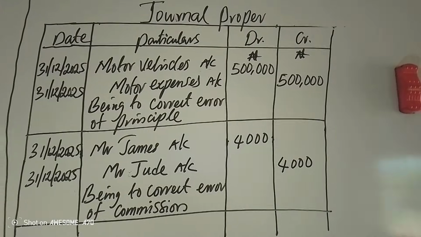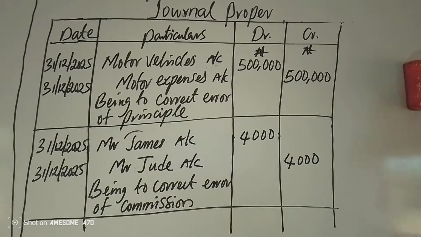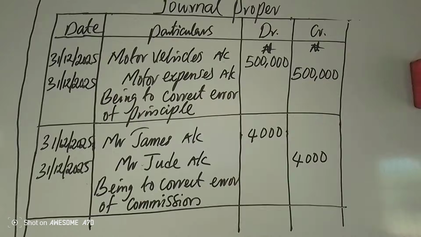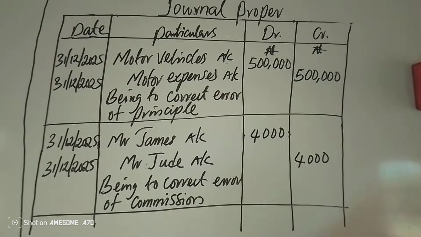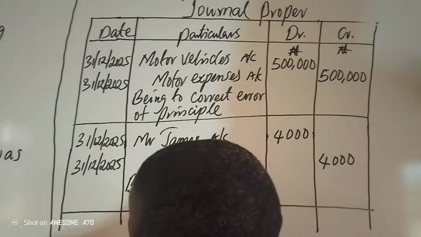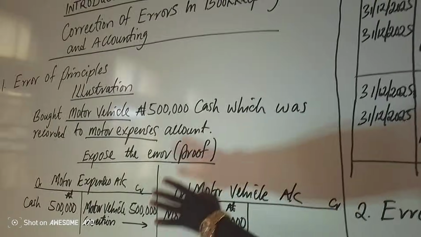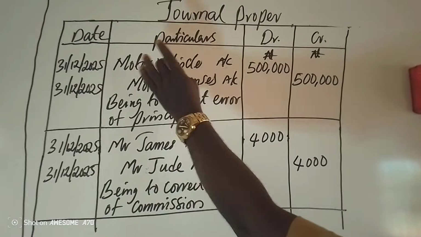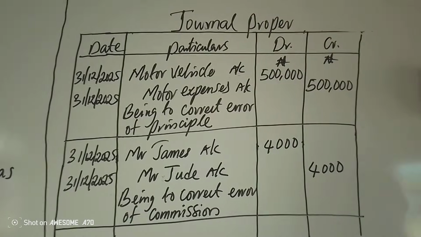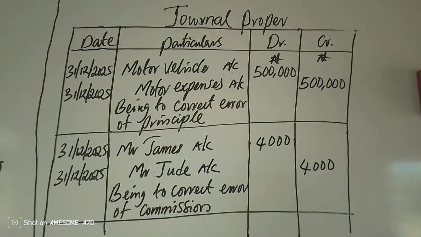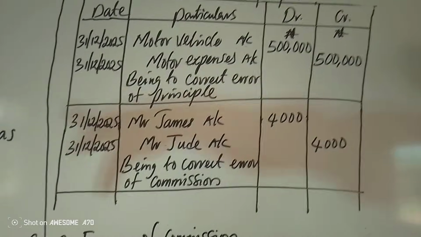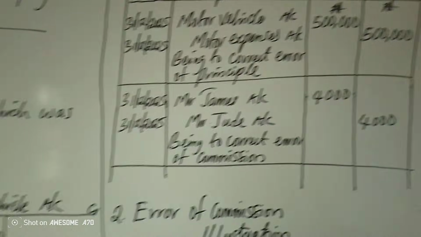The rule in the journal says that the account that is debited must be recorded first before the account that is credited. So in this case, if you look at my exposure of the error, motor vehicle was debited. Therefore, motor vehicle will be recorded first. Motor vehicle is debited with 500,000 as the proof here, while motor expenses will be credited with 500,000, as you can see the proof there being the removal from that account to make it zero.